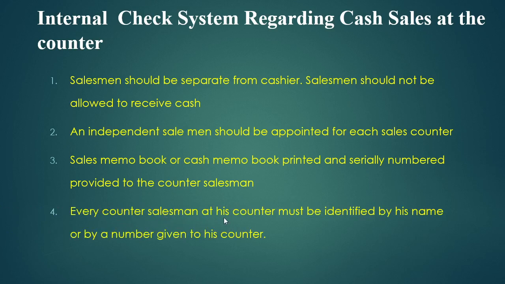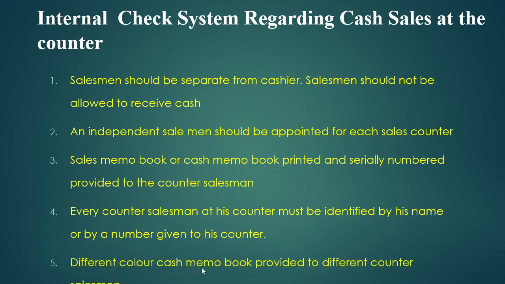Every counter salesman at this counter must be identified by his name or by the number given to his counter. We have number 101, 102 and 103. Different colors of cash memo book are provided to different counter salesmen. Of course, we have seen orange, blue and black.